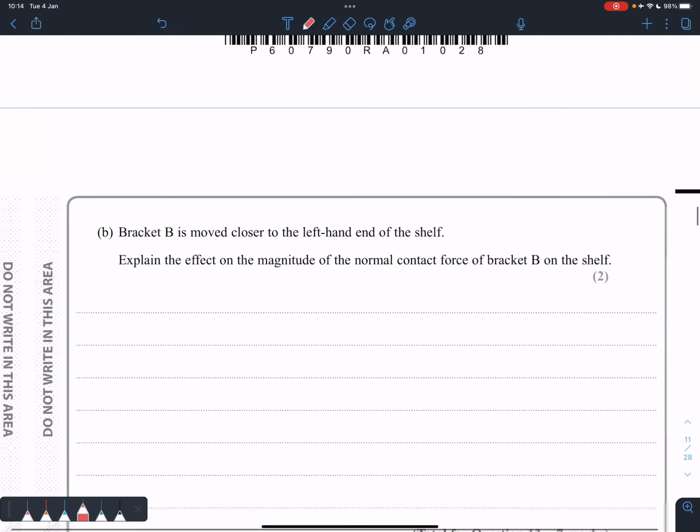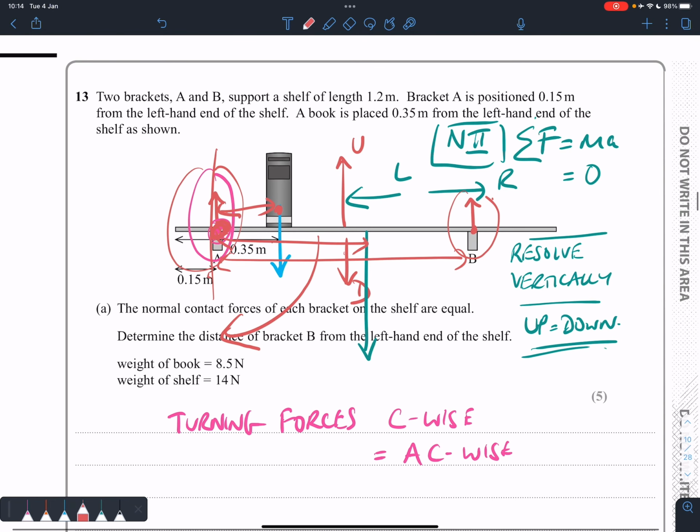And the second part of this question is, say, bracket B is moved closer. Well, if bracket B is moved closer, you know that the upwards and downward forces overall can't change, but it might well be that they have different forces, A and B, on them now. But what you do know is that the moment, the force there times the distance, must be the same as it was before, because otherwise it will start tilting.